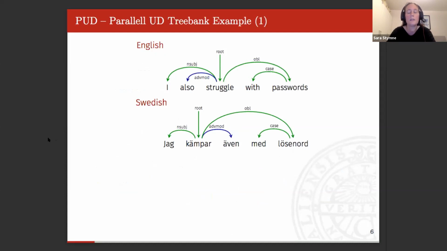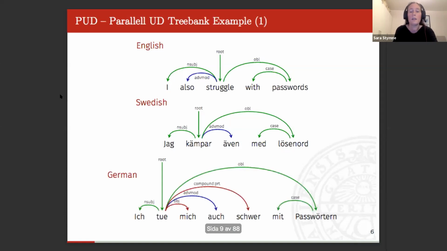And here you can see that the structures are often parallel between languages. So in this example, the English and Swedish trees are nearly the same. The only difference is that the adverbial is placed before the verb in English and after the verb in Swedish. But except for that, the structures are identical. And the nice thing about having this consistent annotation scheme is that the annotations are now the same. The labels are the same.